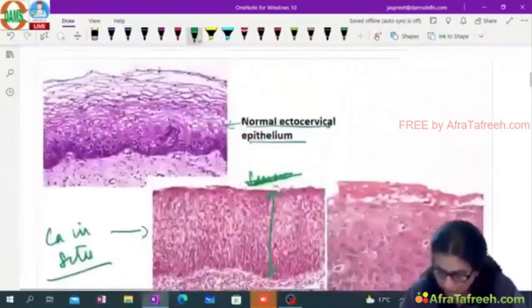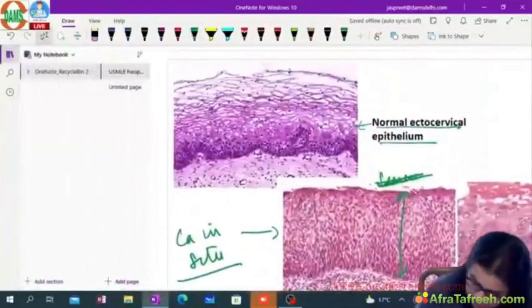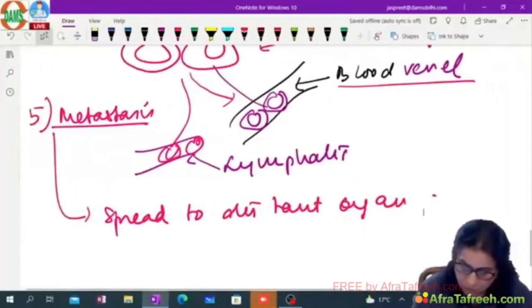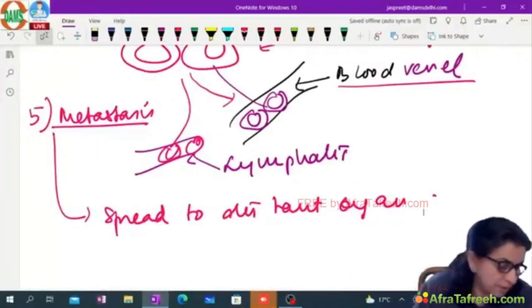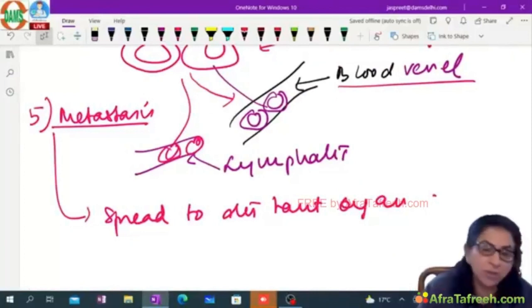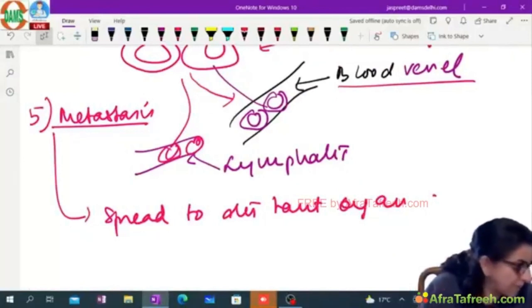Then we'll come to this later. These are the terms that you have to know. So these are the features. This is what you call neoplastic progression.